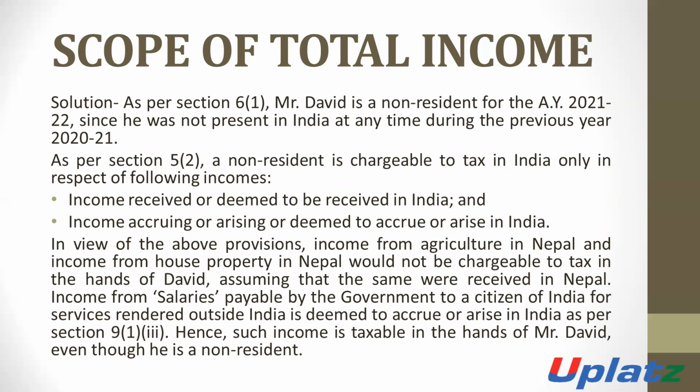So as per the above provision, the agriculture income in Nepal and the income from house property in Nepal would not be taxable in the hands of David, because such income accrues and is received in Nepal.